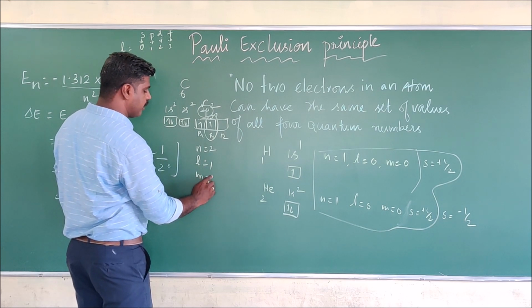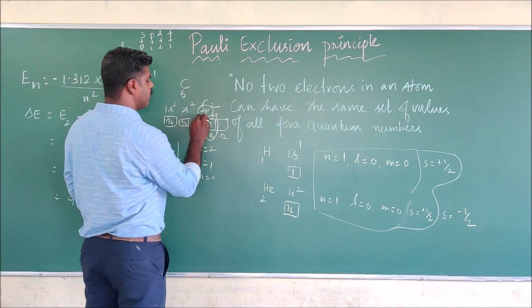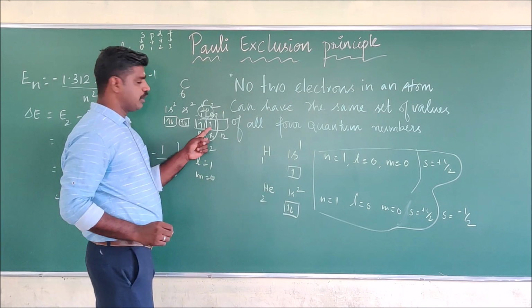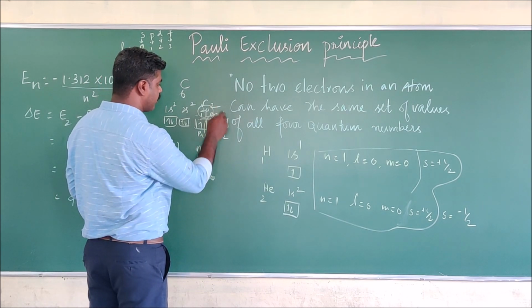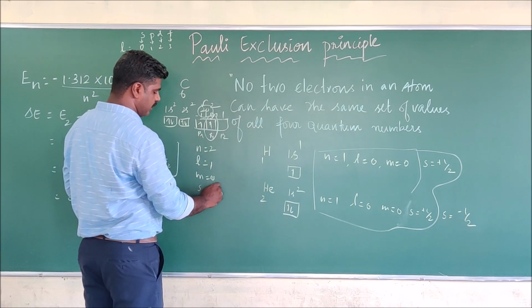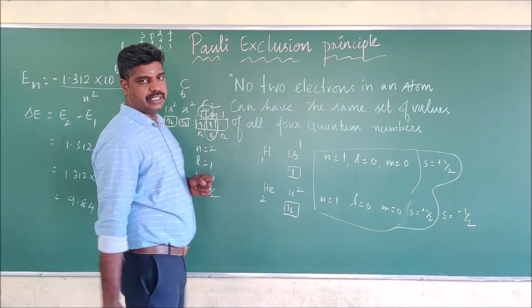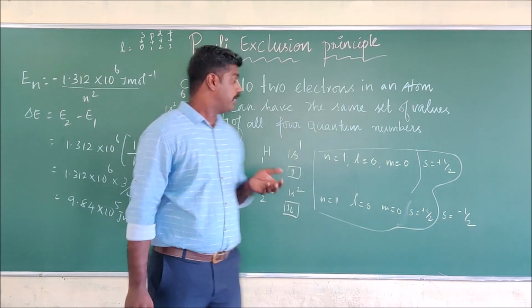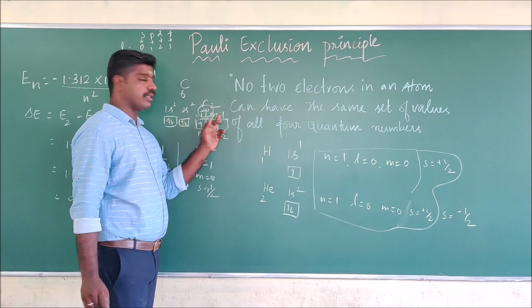Magnetic quantum number, we know, is -1, 0, +1. Okay, then what about the spin quantum number? Only 1 electron is there, so it belongs to plus half. Okay, so that's why here magnetic quantum number is -1, 0, +1.